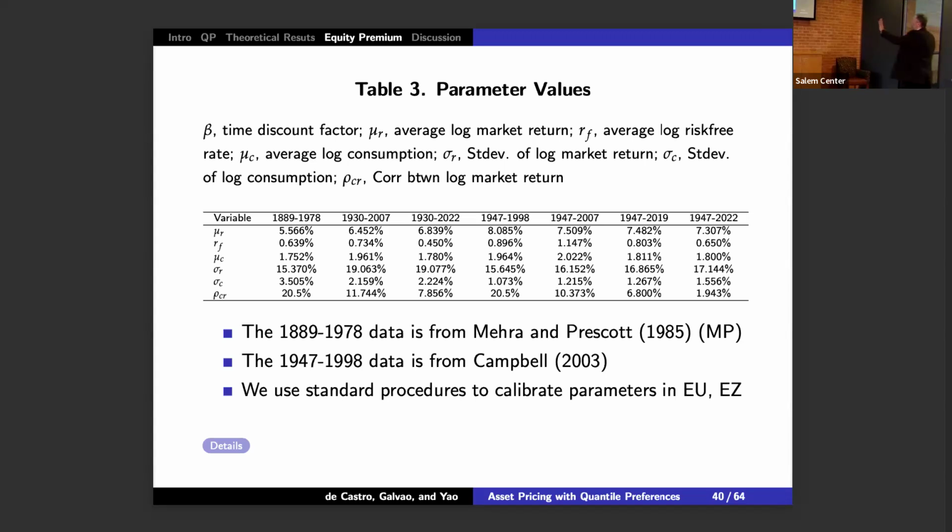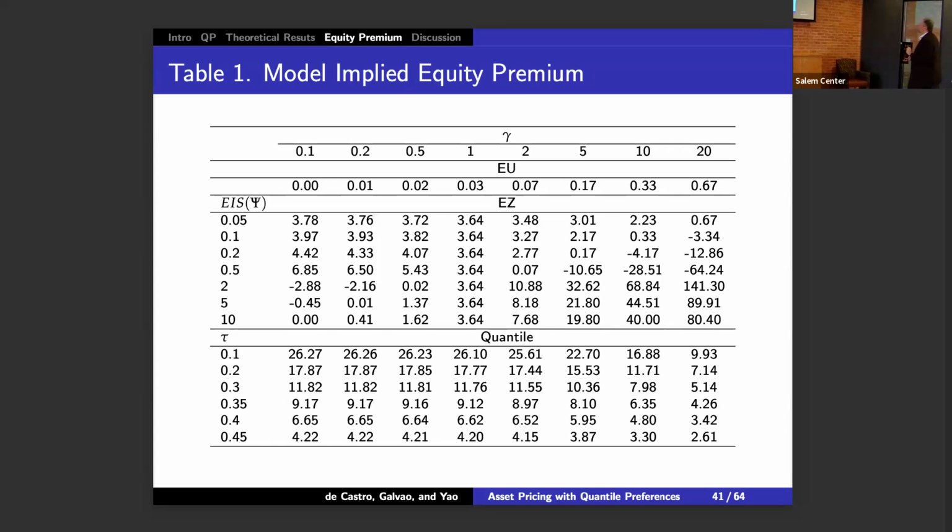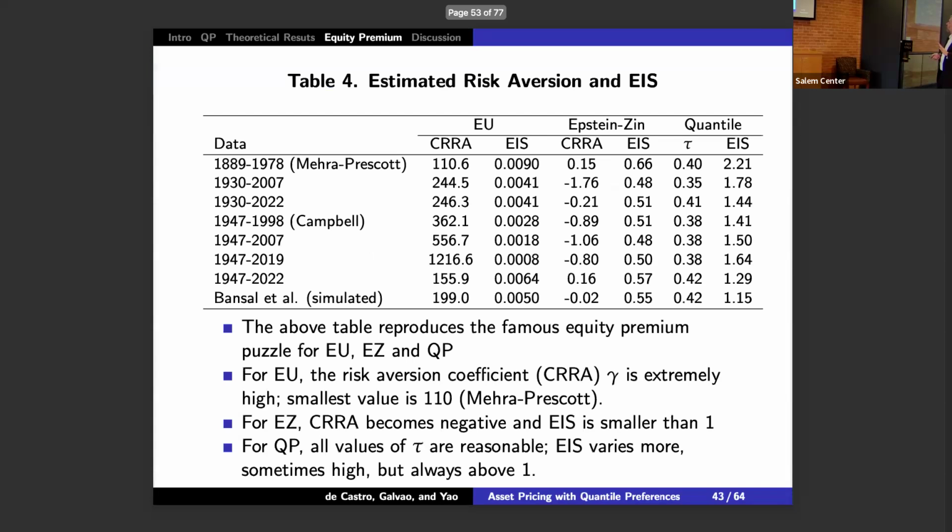There is a little bit in terms of the implied extreme, but I will skip this. Let me go to the one that's really important. This is the table that's important.